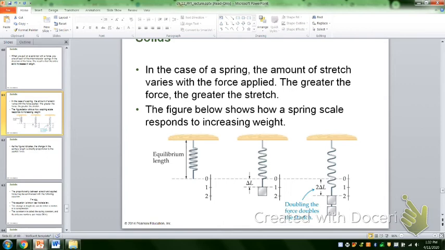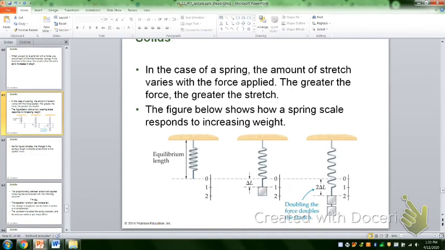This particular picture shows one spring changing by a certain length, and this one is pulled down double that length because they're putting a weight on the spring. Here it is in equilibrium, meaning this spring is not being stretched at all. Tack a weight onto it, it stretches this far. Double the weight, it's going to stretch twice as far.